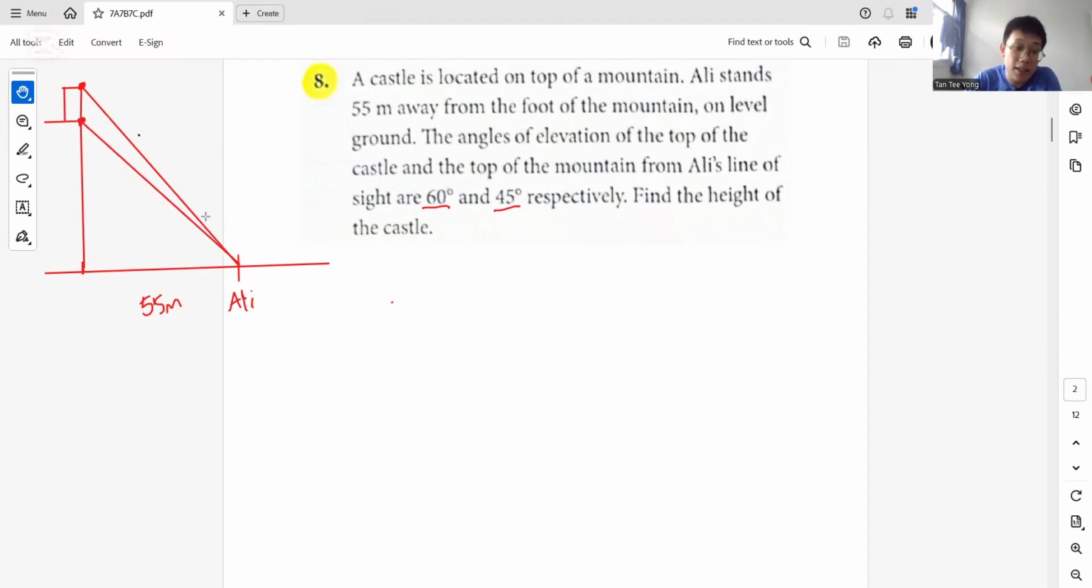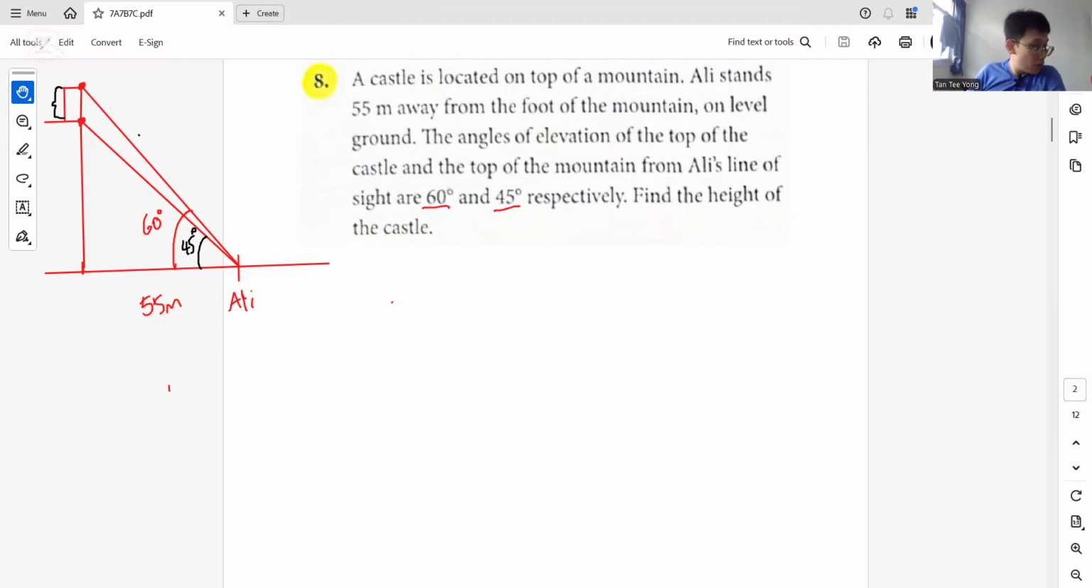Let me just do it a little bit better. So 60 degrees is to the top of the castle. This entire thing is 60 degrees to the top of the castle, and to the top of the mountain it is only 45 degrees. Good. Then after that, they want us to find the height of the castle.